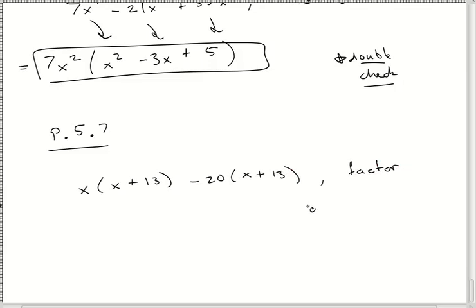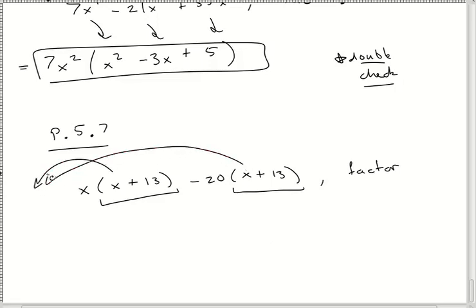It's kind of a weird thing here. Each of these terms, these are terms here, they're split up with little pluses and minuses. They both have this x plus 13 in parentheses. It's the same thing, that common element that they both have. And so I'm going to factor that out to the front: x plus 13. They both had that.